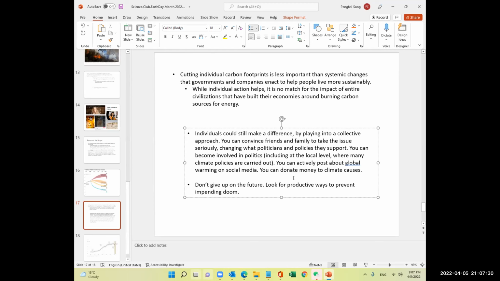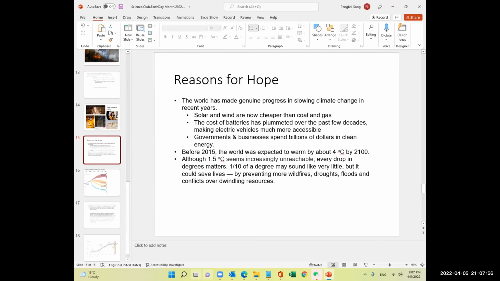Write to politicians, or get involved in these different political events, get the politicians to think about writing the policies that are going to support combating climate change. What else? I think what else here?